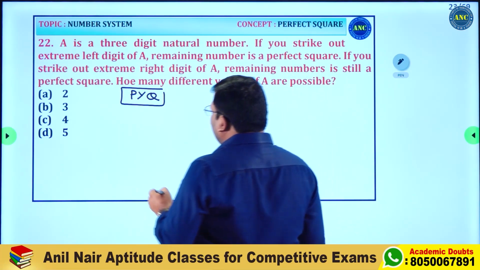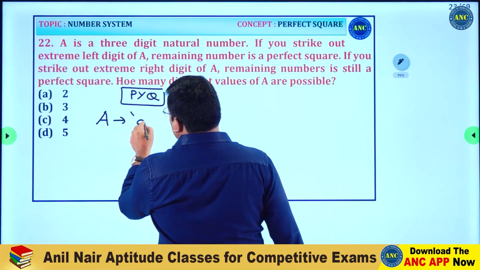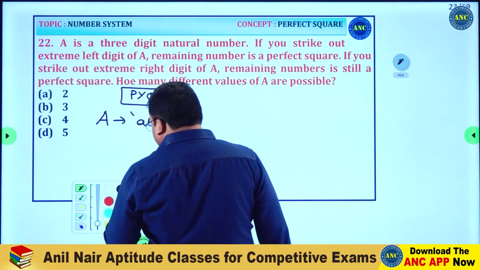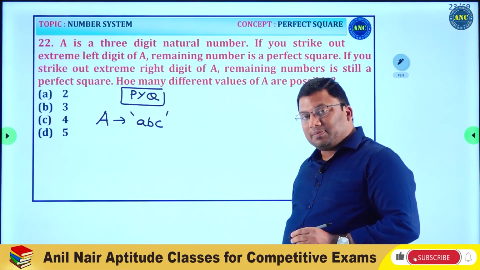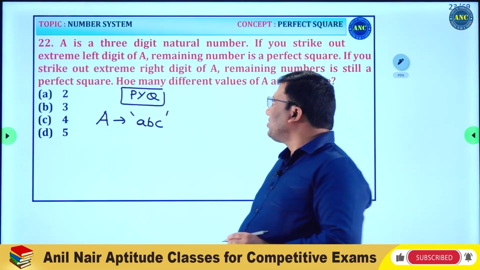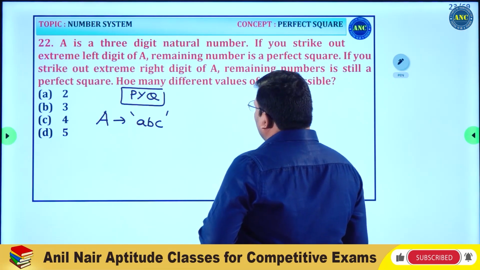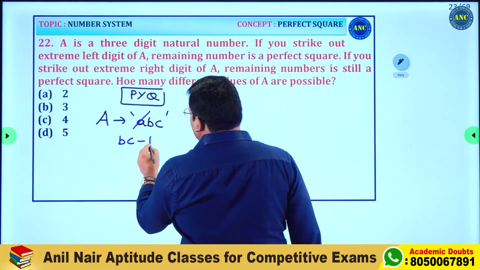A is a 3-digit number. A 3-digit number is of the form A, B, C. C is the unit digit, B is the tens digit, A is the hundreds place. If you strike out the left digit of A, BC is a perfect square.